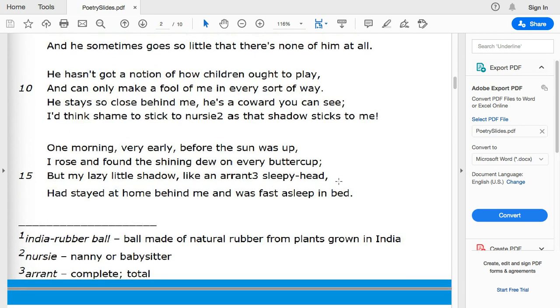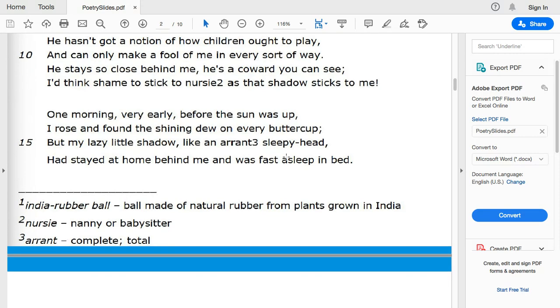He hasn't got a notion of how children ought to play, and can only make a fool of me in every sort of way. He stays so close behind me, he's a coward you can see. I think shame to stick to Nursey as that shadow sticks to me. One morning very early before the sun was up, I rose and found the shining dew on every buttercup. But my lazy little shadow, like an errant, sleepy head, had stayed at home behind me and was fast asleep in bed.